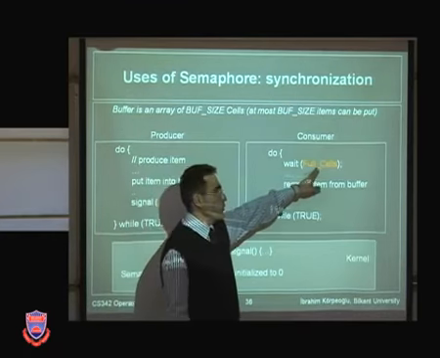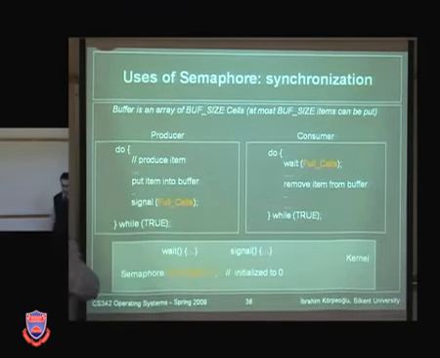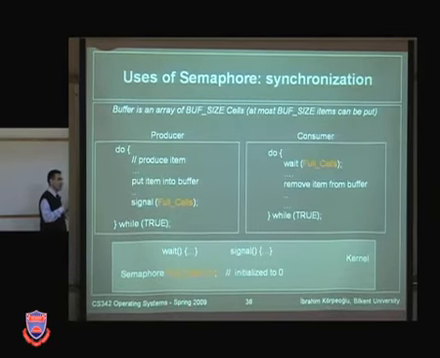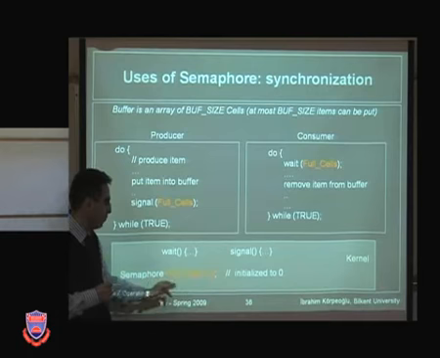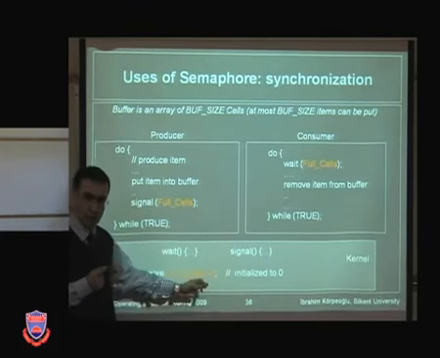We can define a semaphore full cells, which represents the number of items in the buffer. In other words, the number of slots that are full in the buffer. Assume the buffer has at most buff size elements or slots, initially all empty. So that means there is no full cell or full slot at the moment. Therefore we initialize full cells, the number of slots in the buffer that are full, to 0.